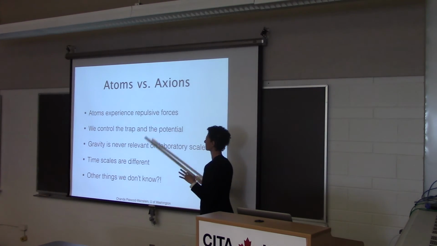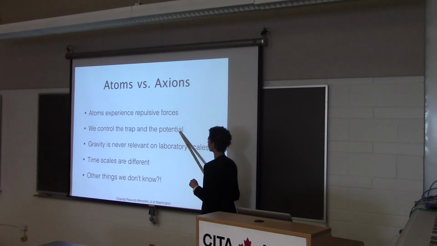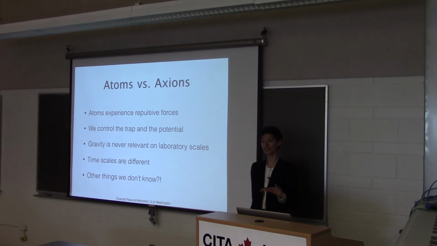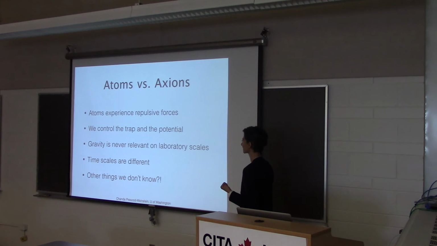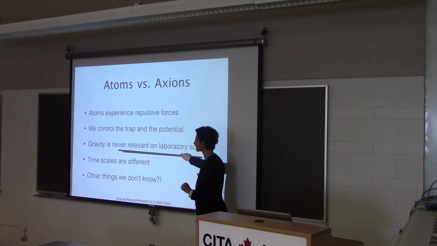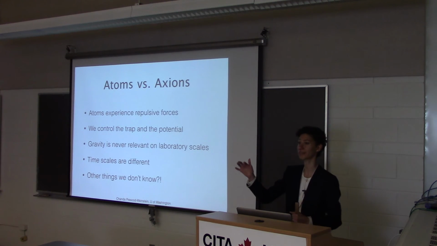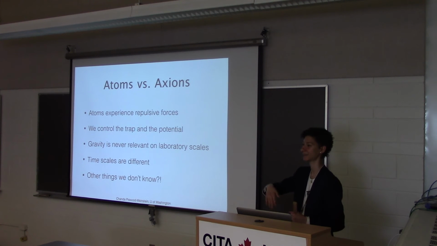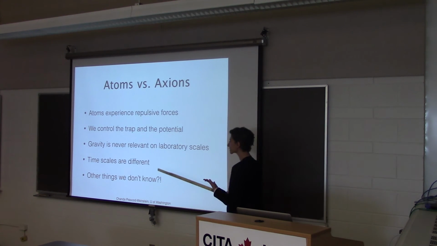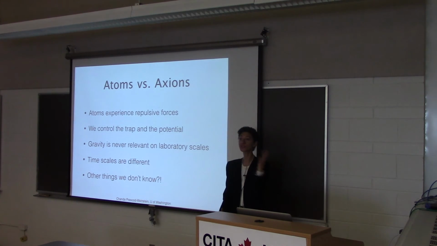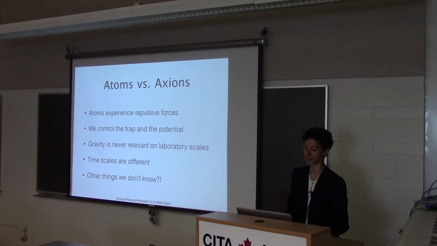So one, atoms experience repulsive forces that axions don't. We also control the trap and the potential in the laboratory when we're doing very simple calculations. And gravity is essentially never relevant on laboratory scales other than trying to get things to fall into your trap. That's really when atomic physicists use gravity. The time scales involved might be different, and then there are a host of other things that we may not appreciate about the difference between axions and atoms.